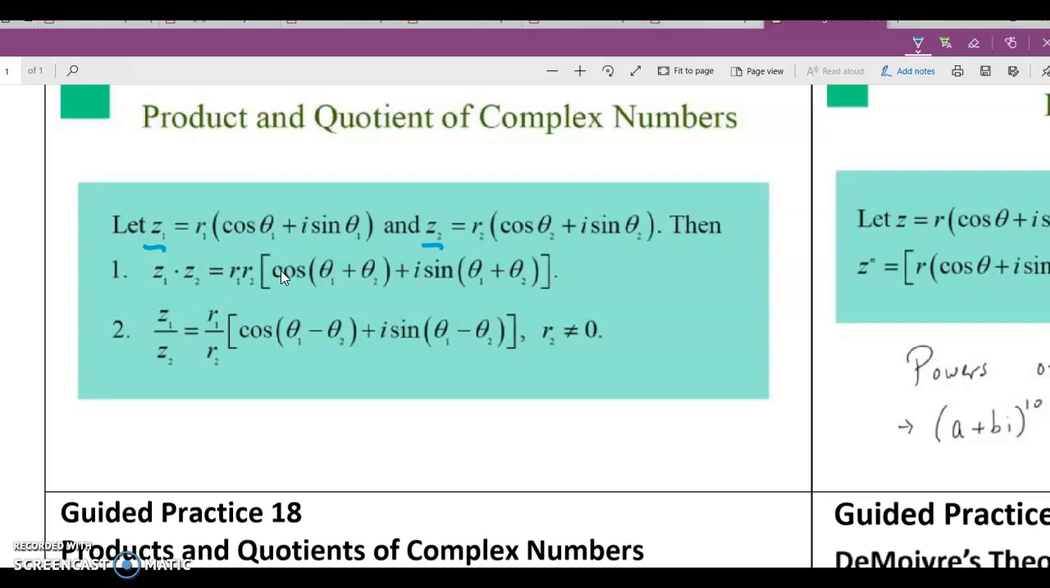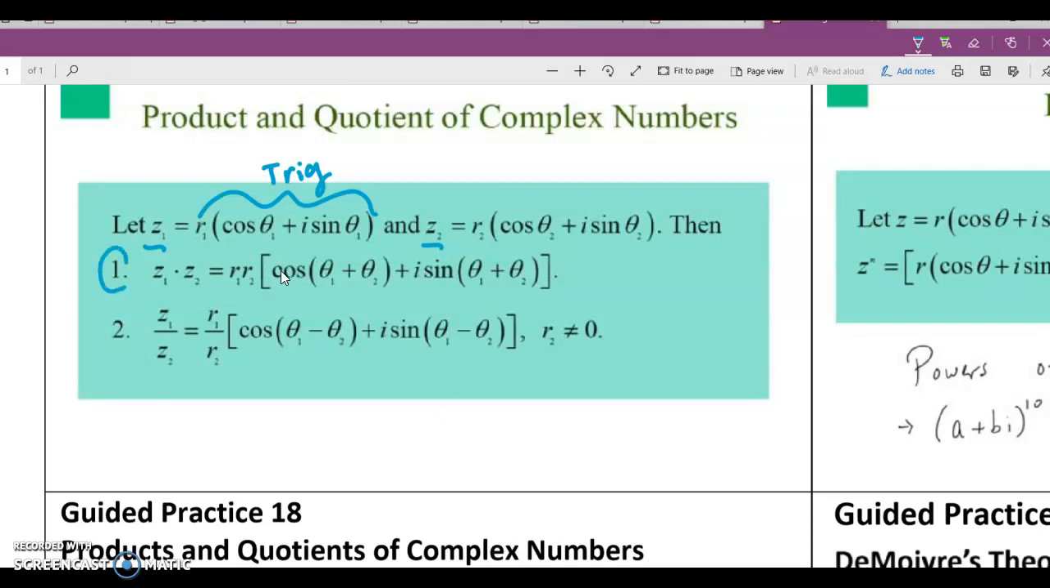So our first z value, we have r sub 1 times cosine of theta 1 plus i sine of theta 1. Remember that this is our trig form of complex numbers. And then for z2, we have the same form, it's just a different radius and a different angle.